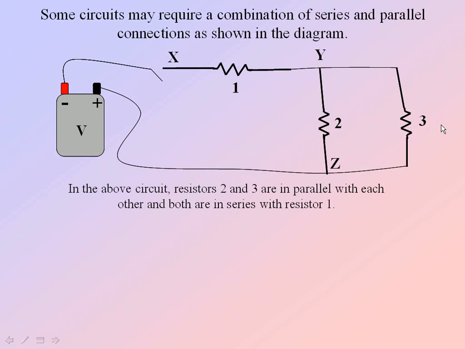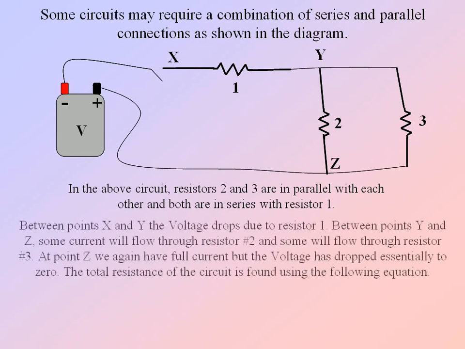In the above circuit, resistors 2 and 3 are in parallel with each other, and both are in series with resistor number 1. As we mentioned, between points X and Y, the voltage drops due to resistor 1. Between points Y and Z, the current splits so that some will flow through resistor number 2 and some will flow through resistor 3. However, at point Y, please remember that the voltage at this point is the same whether they go through resistor number 2 or resistor number 3.